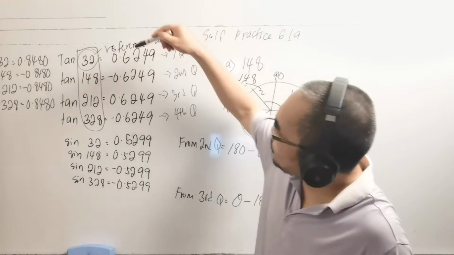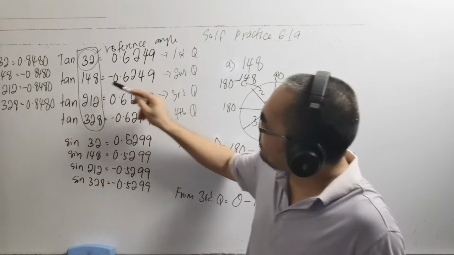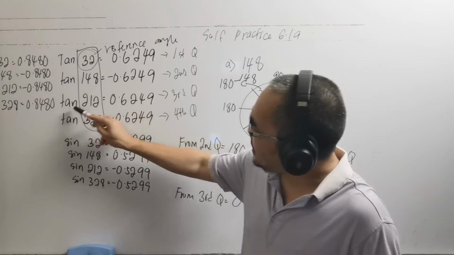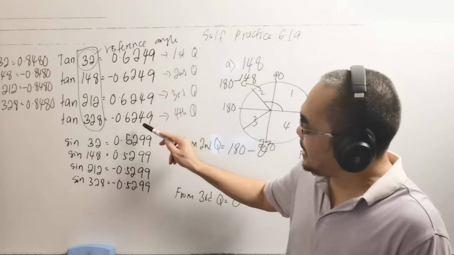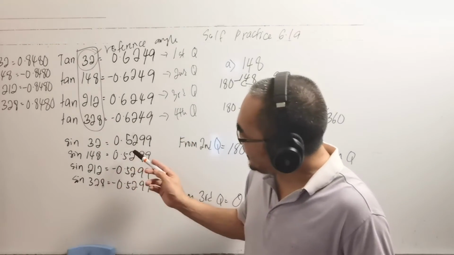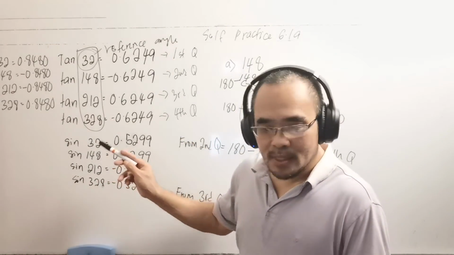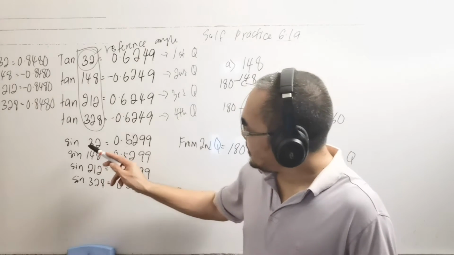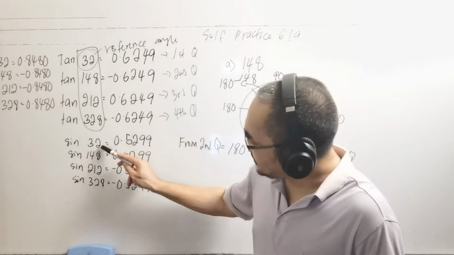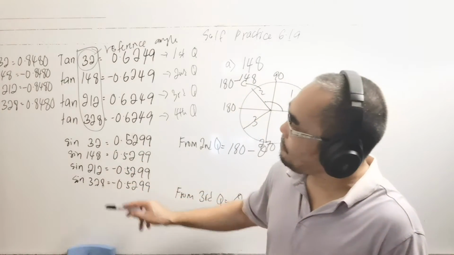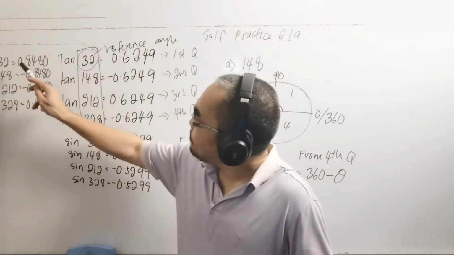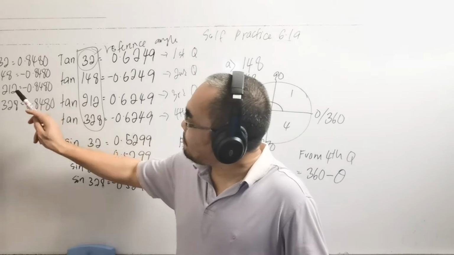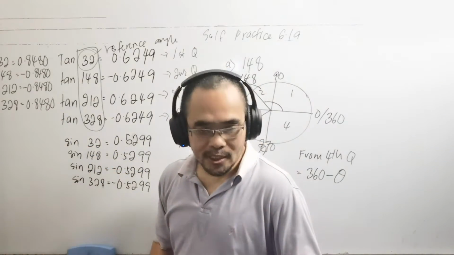Okay, do you notice that some of the values here, for example, tangent 32 is positive, tangent 148 is negative, tangent 212 is positive, tangent 328 is negative. Similarly, for sin, this is positive, positive, negative, and negative. And for cos, positive, negative, negative, and positive.